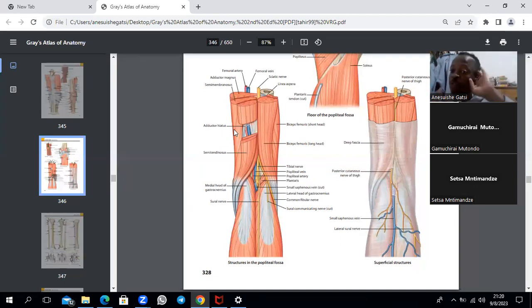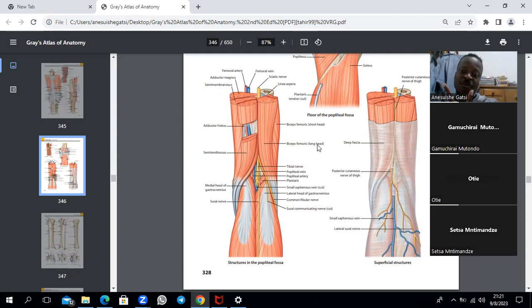Right? But the point for you, why I came back here, the contents of this popliteal fossa. Content-wise, there are two nerves which are coming from the sciatic nerve. The two nerves are the common peroneal and the tibial nerve. Then there's an artery and there's a vein, the popliteal artery and the popliteal vein.